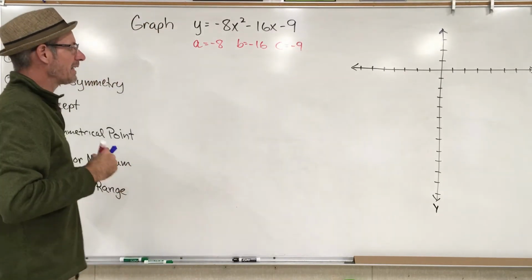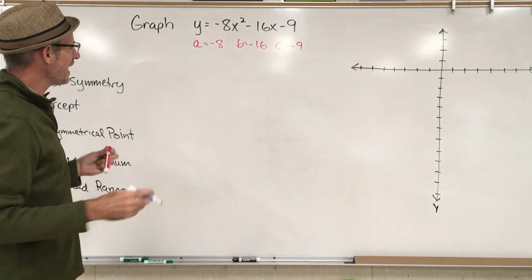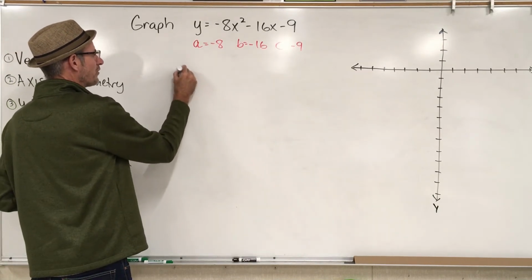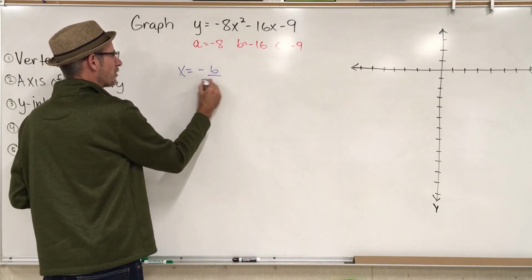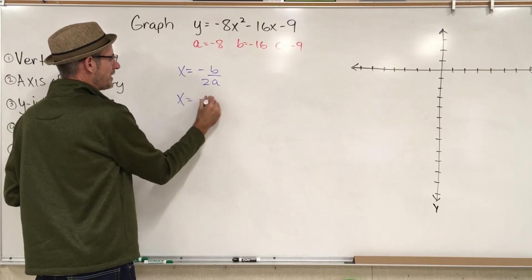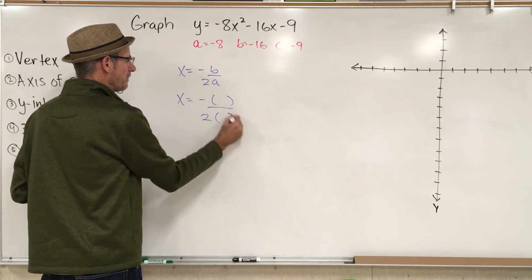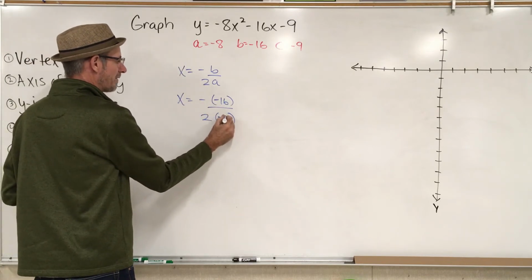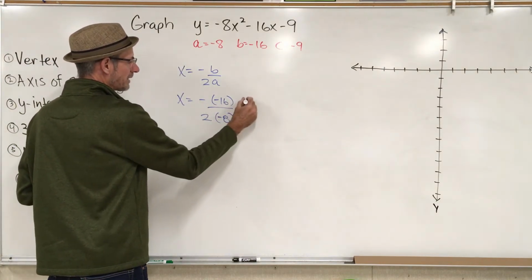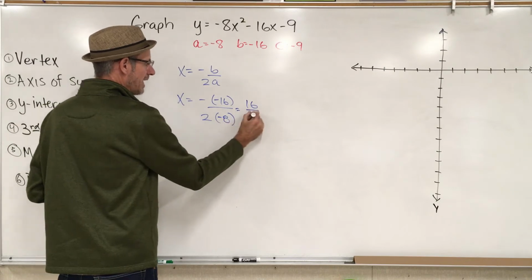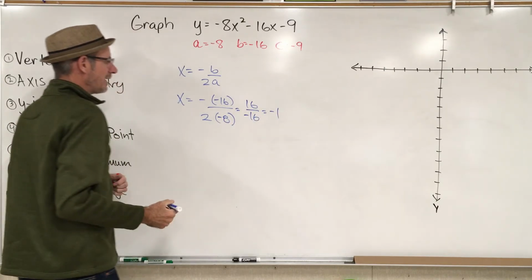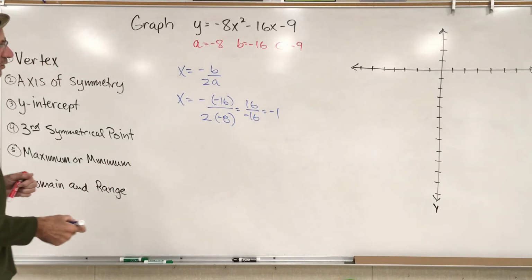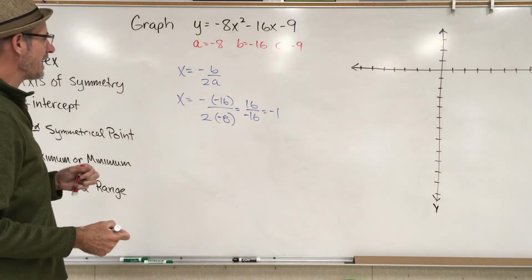So I'm going to find the vertex, first the x-coordinate of the vertex. So x equals negative b over 2a. So x equals negative, empty bracket, over 2, empty bracket. My b value is negative 16 and my a value is negative 8. So we end up with positive 16 over negative 16, which is negative 1. So the x-coordinate of my vertex is negative 1.